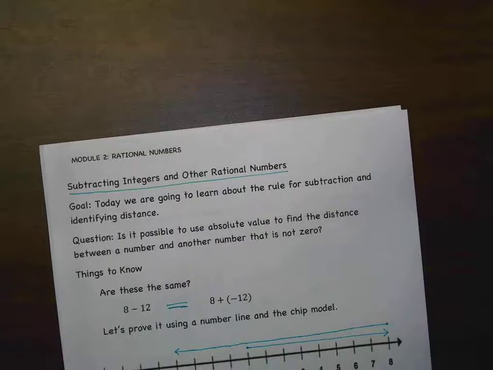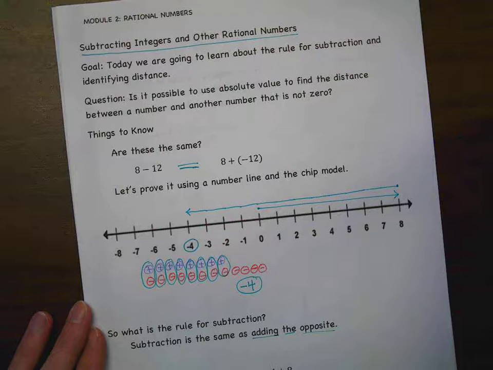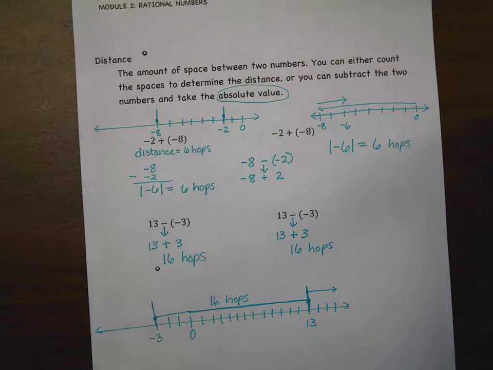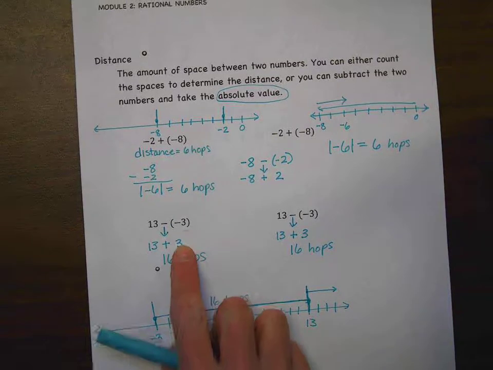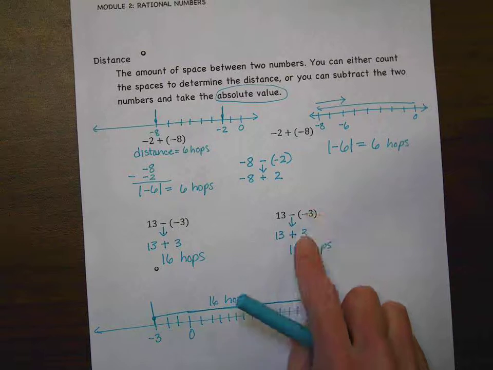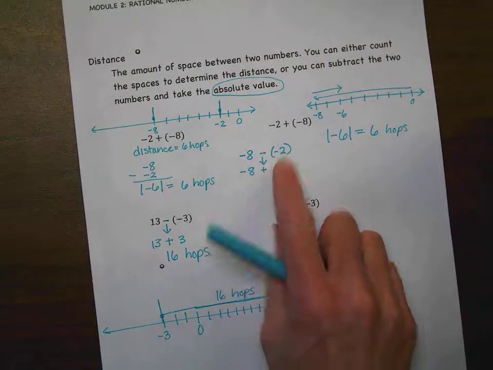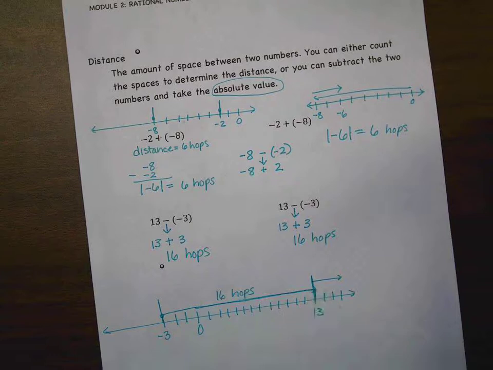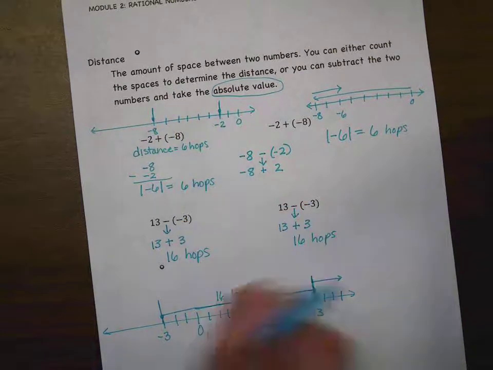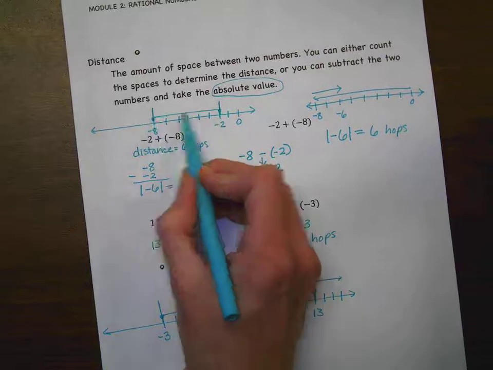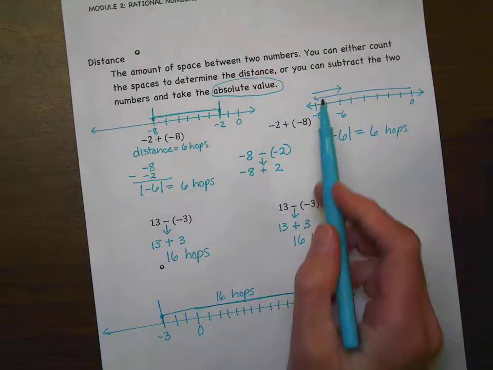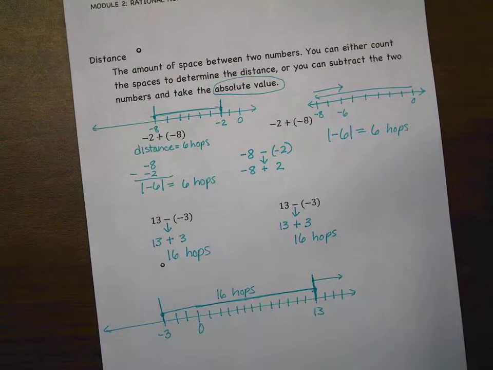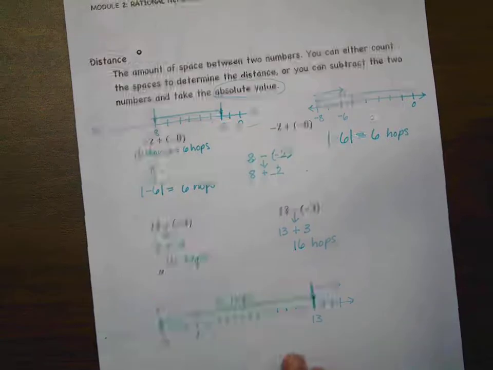So now let's go back to our goal and see if we've got it. Today we are going to learn about the rule for subtraction and identifying distance, which is what we just did. The rule for subtraction is the same as adding the opposite. We did a couple of practice problems on the back of adding the opposite. And then finding the distance, you can either count them, put them both on a number line, and then figure out what the distance between them is, or it says that you can subtract the two and then take the absolute value of them, okay?